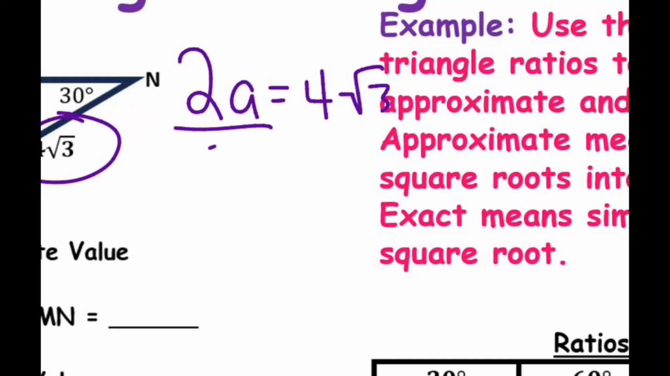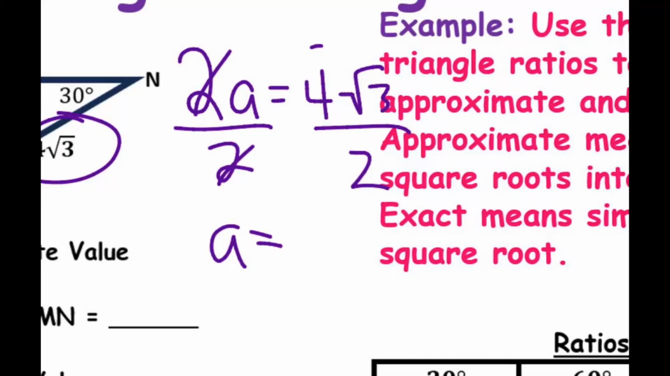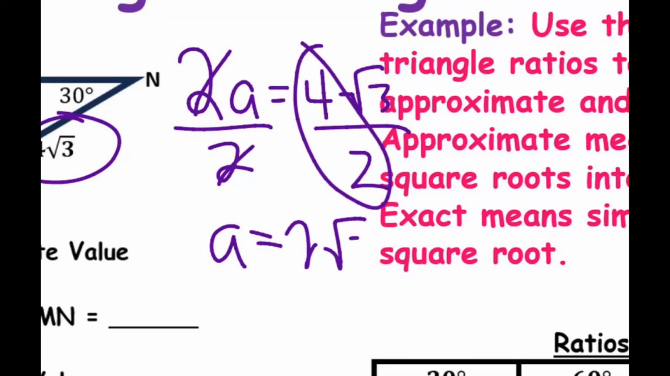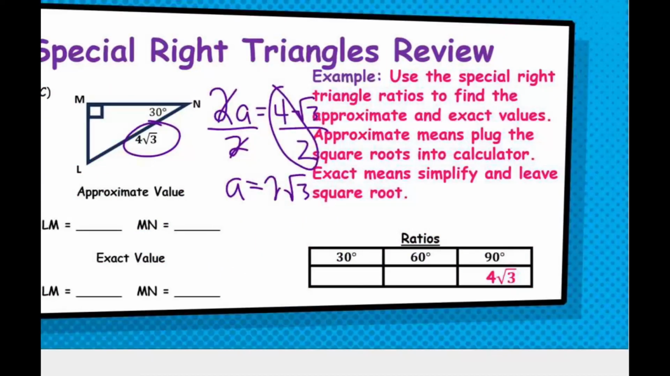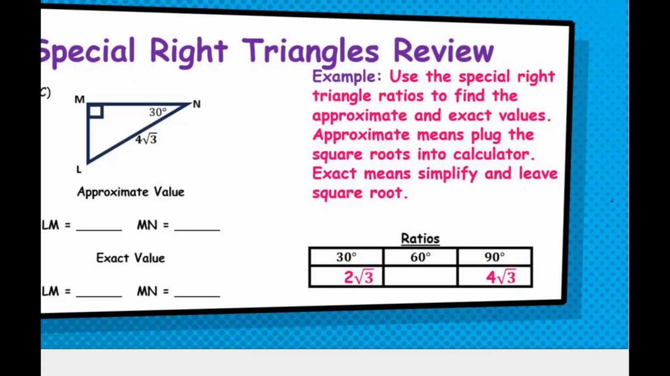And here I can solve for a by dividing both sides by 2. And then I get a equals 4 square roots of 3 over 2, which 4 over 2 simplifies to 2. And that's what a is. So that is where I'm coming up with this figure right here.